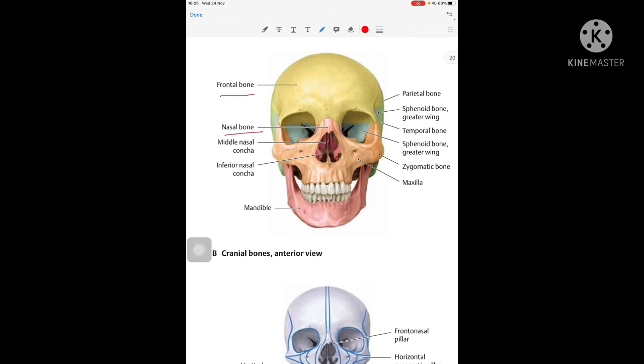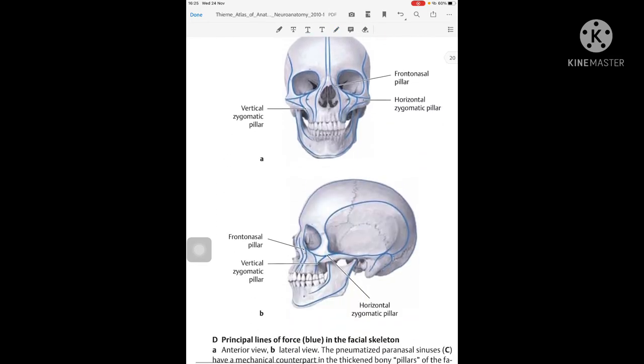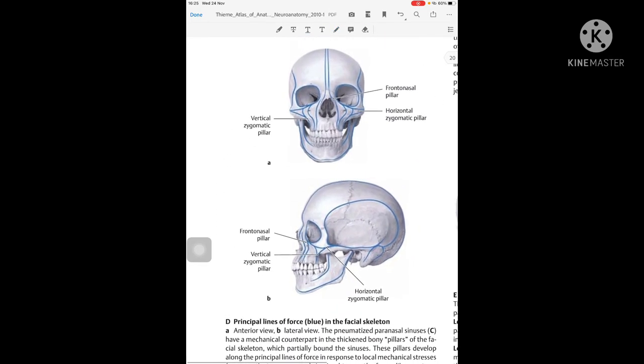Frontal bone, nasal bone, middle nasal concha, and this is the inferior nasal concha, and this is the mandible, and this is the maxilla, and this is the zygomatic bone, and this is the sphenoid bone greater wing, and this is the temporal bone, this is the sphenoid bone, and this is a parietal bone. See the next part.